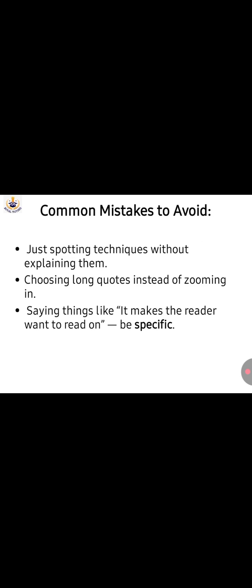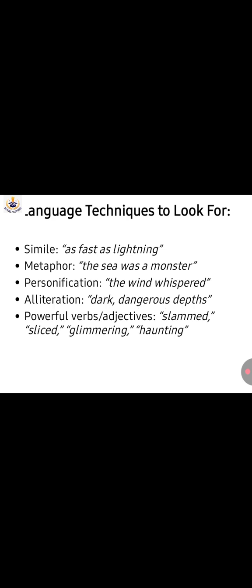Here are some common mistakes to avoid. Just spotting techniques without explaining them is very wrong. Choosing long quotes instead of zooming in is also wrong. Saying things like 'it makes the reader want to read on.' You have to be specific about what feeling the text has on the reader.